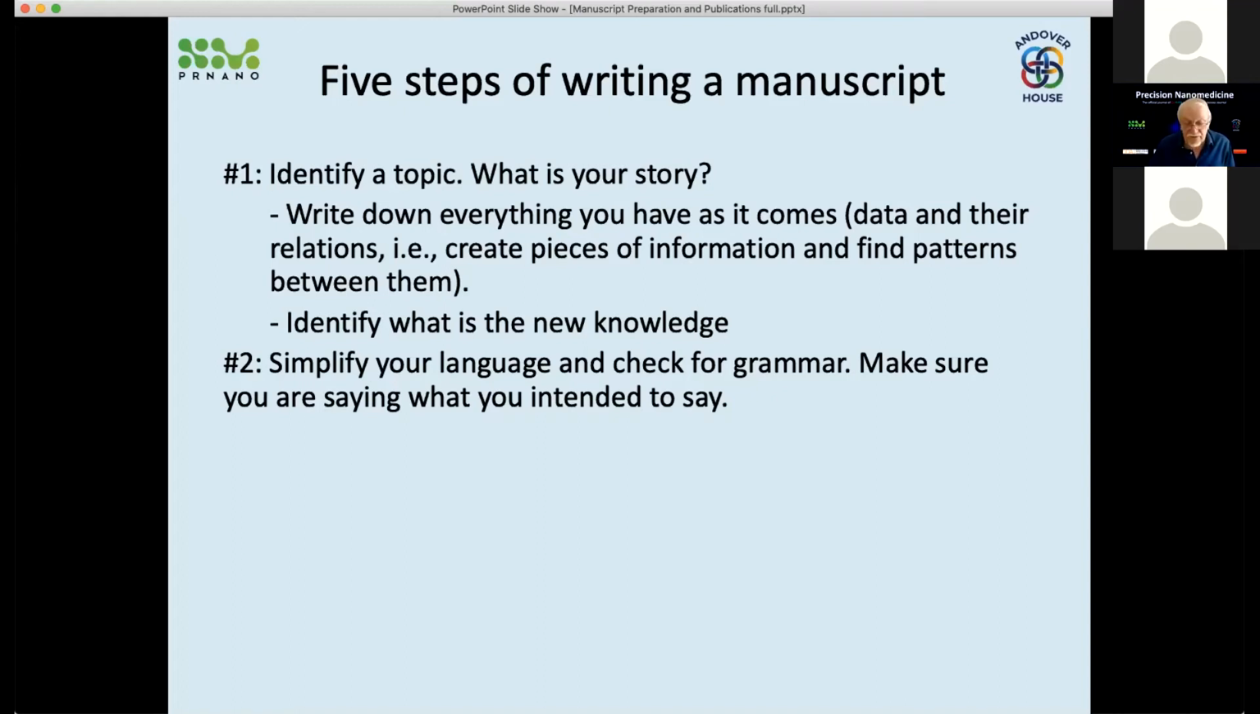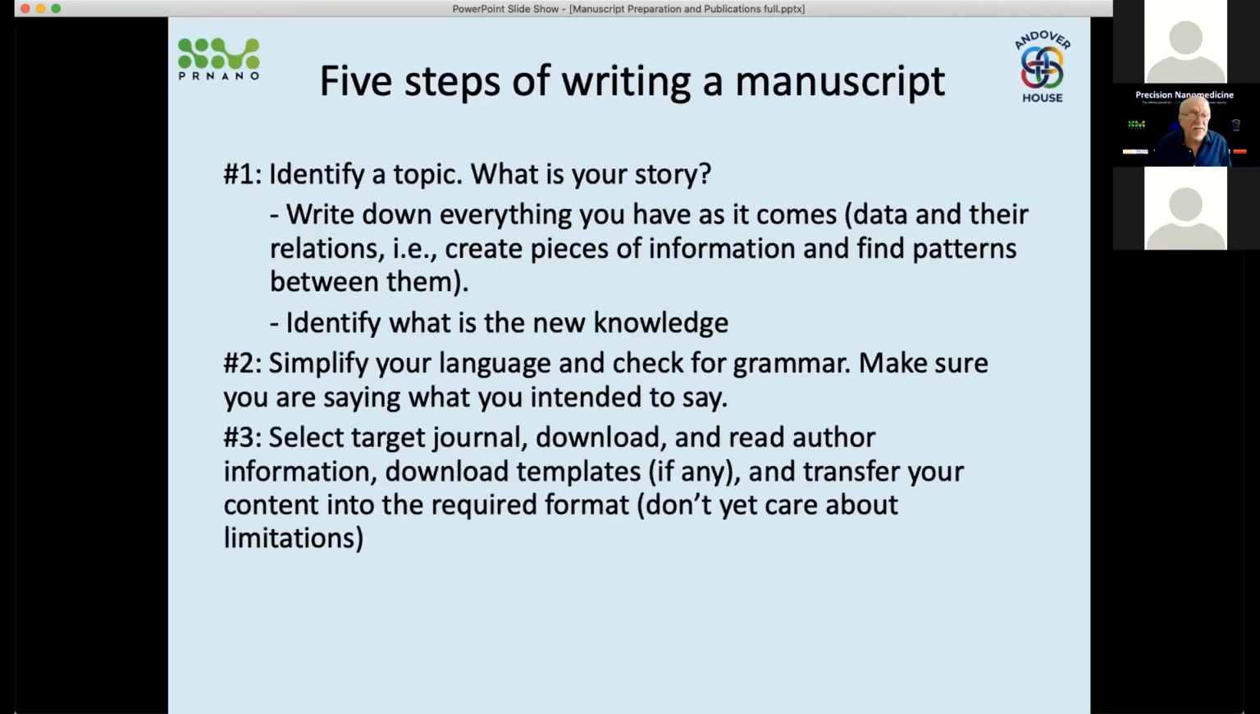It's very useful, especially when you work in groups, that someone with a similar background or a co-author reads it and you go through it together, to confirm that this is exactly what you intended to say. Of course, you need to agree on the data and the explanations.